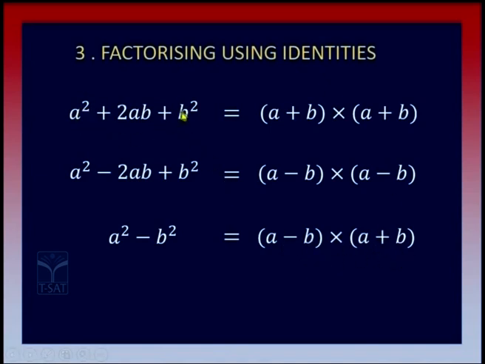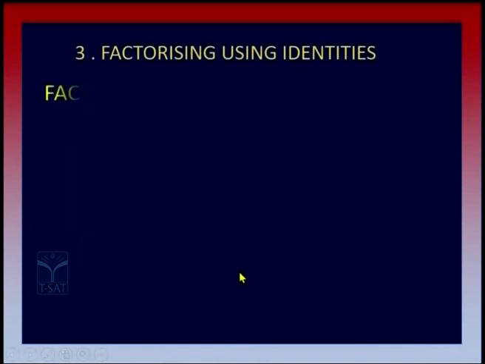That means this expression a square plus 2ab plus b square now is said to be factorized, isn't it? A square plus 2ab plus b square is written as the product of two terms. That means here also we can say this is factorized, this is also factorized, and this is also factorized. So, using these identities, let us try to factorize some expressions.